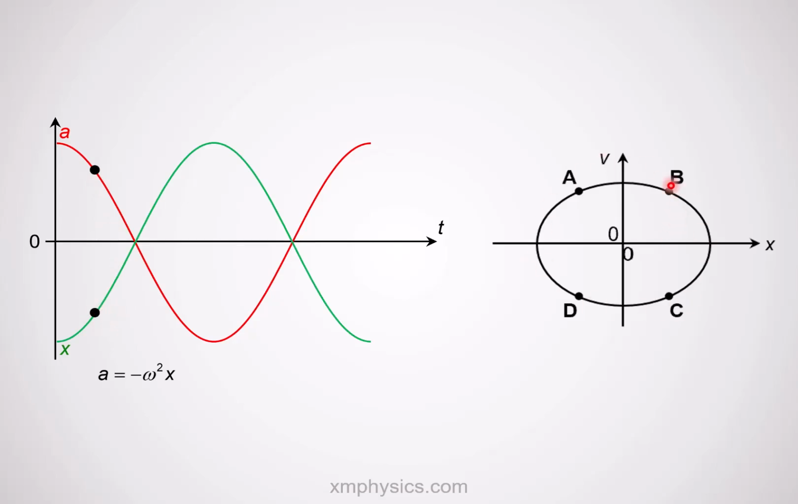Which of these points have negative displacement? It's either A or D, right? We can already rule out B and C because B and C are having positive displacement. So how do we choose between A and D?